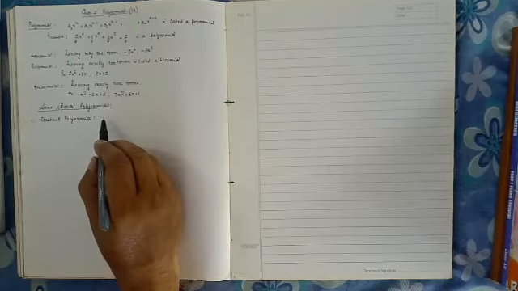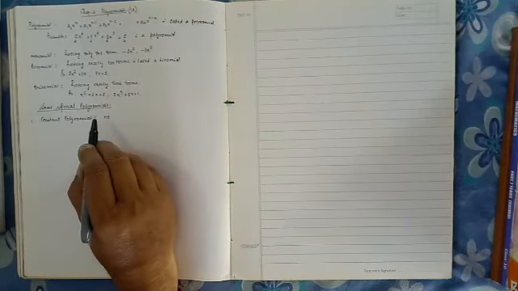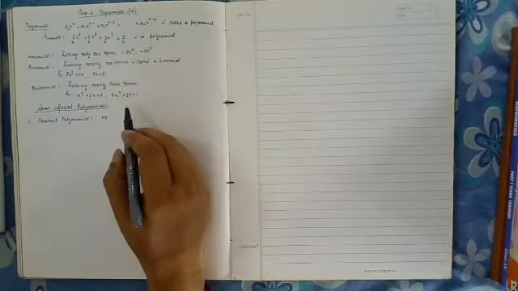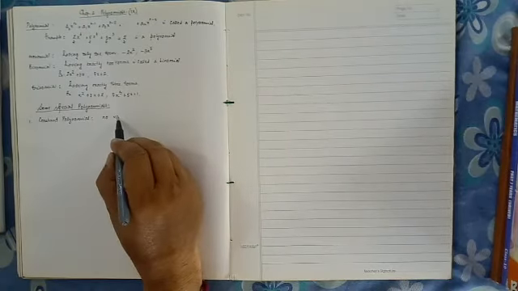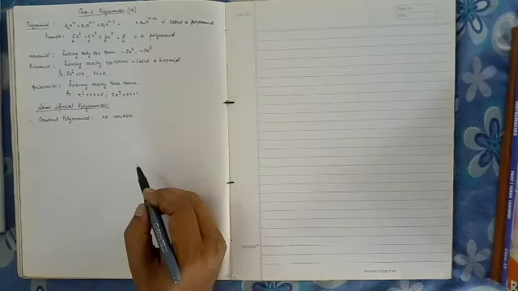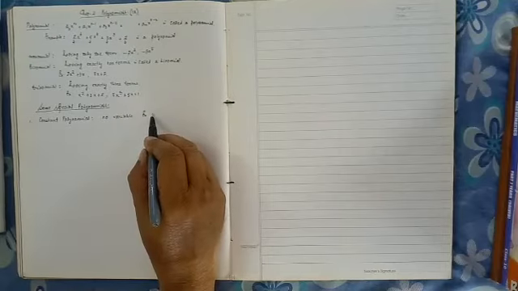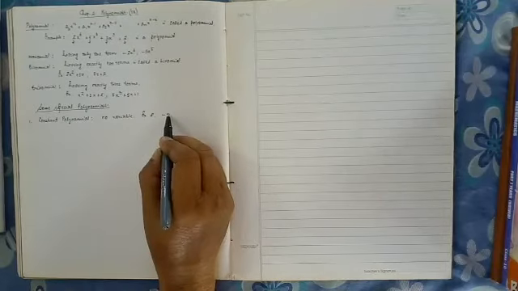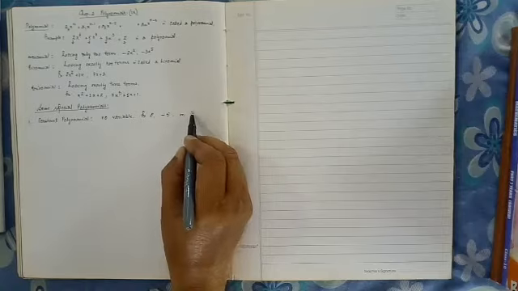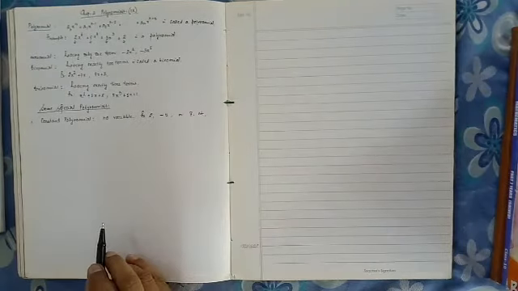So what is a constant polynomial? A polynomial with no variable. For example, we can say 2, minus 5 or 7, etc. These are constant polynomials.